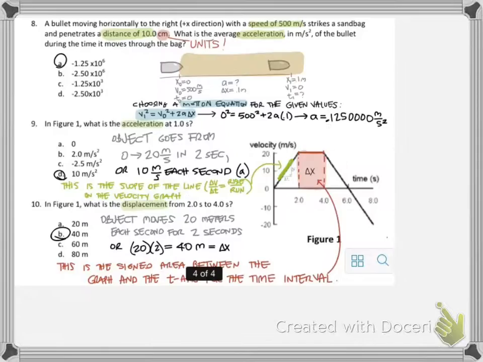A bullet moves horizontally to the right with a speed of 500 meters per second, and it hits a sandbag, penetrates a distance of 10 centimeters.